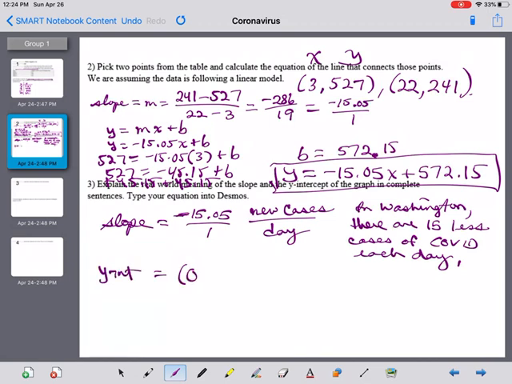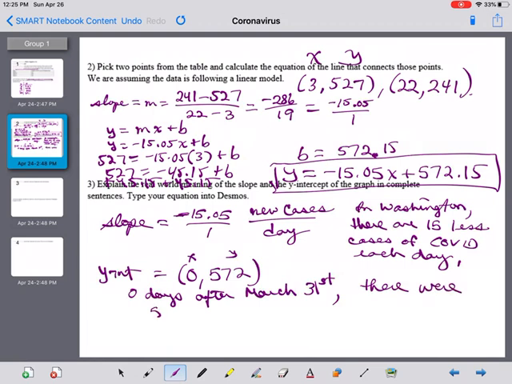Now the y-intercept, remember, is the b, so it was 572. So we say (0, 572), because it's the y-coordinate where it crosses the y-axis. So now the 0 is the x unit, and the 572 is the y. So 0 days after March 31st, which means on March 31st, there were 572 new cases of COVID in Washington.